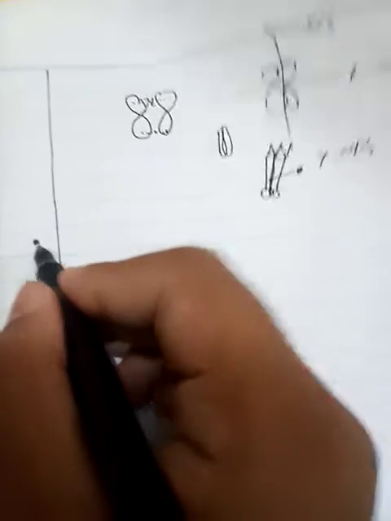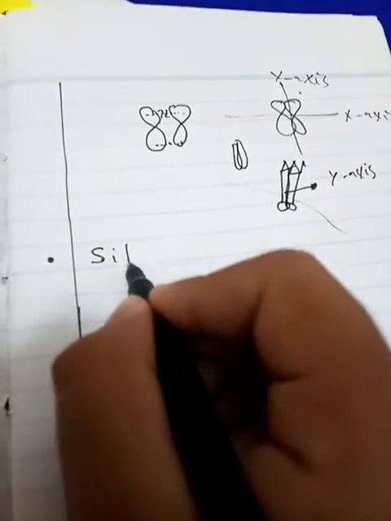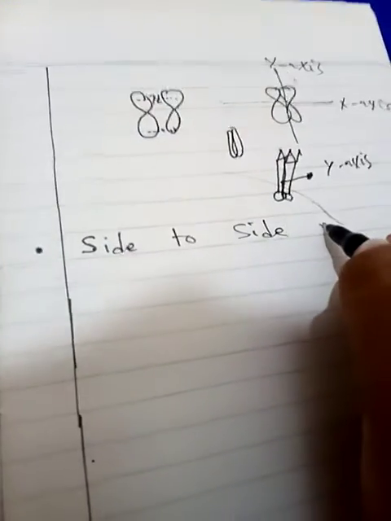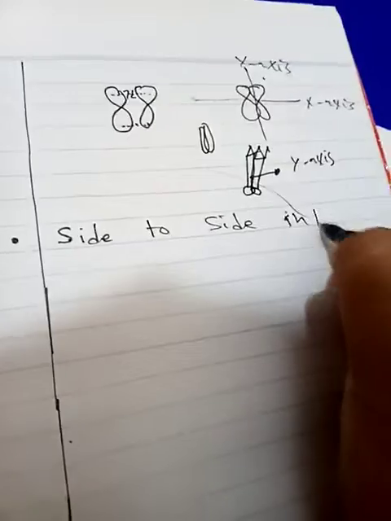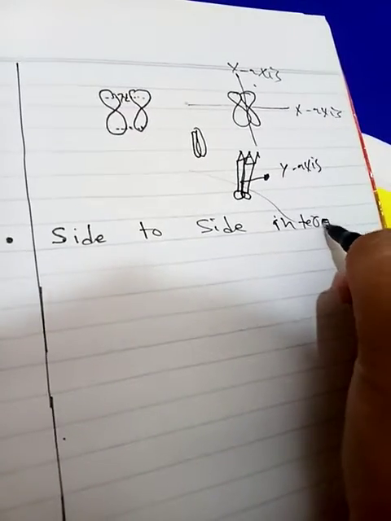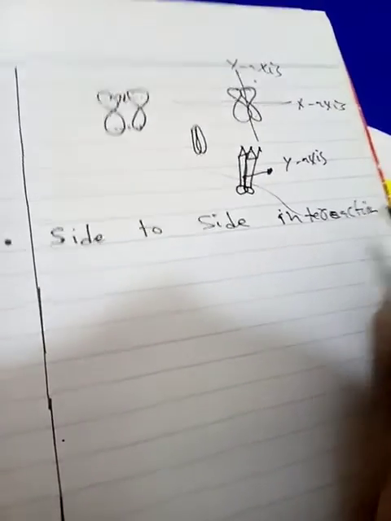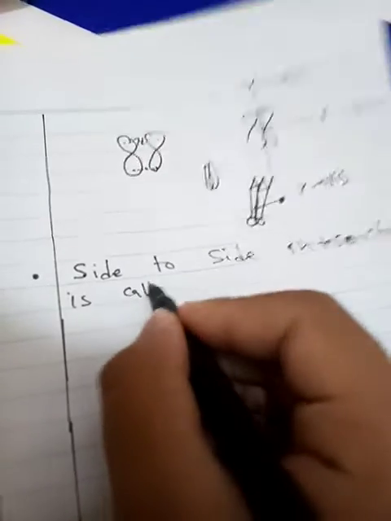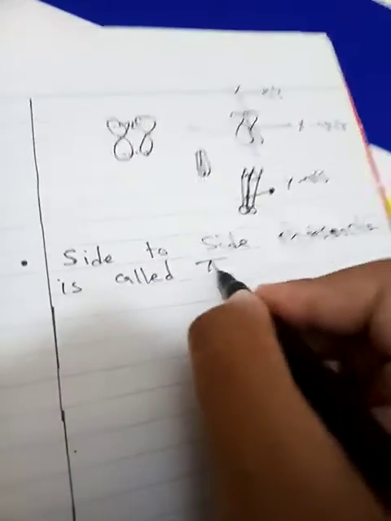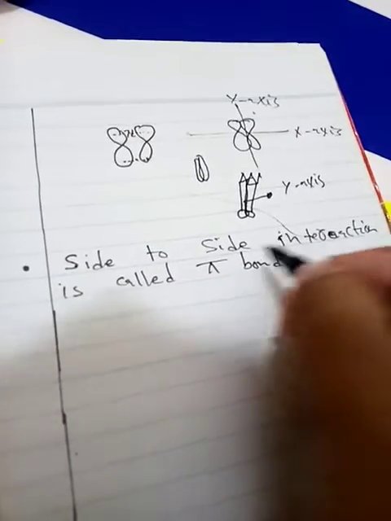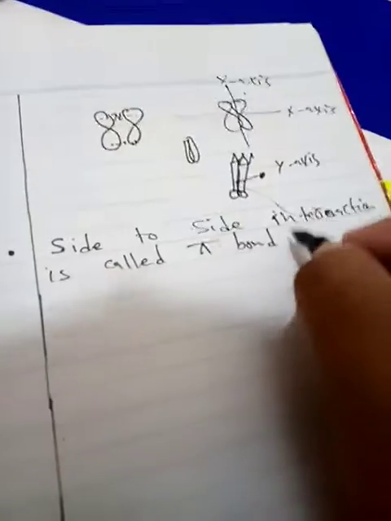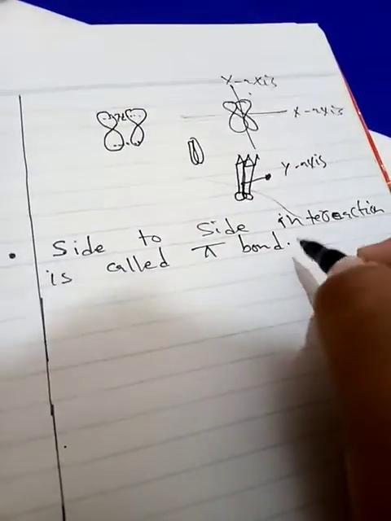So let's look at the definition of a pi bond. A pi bond is defined as side to side sharing, side to side interaction. That is called a pi bond, and it is on the y-axis. Okay, so this one is a pi bond.